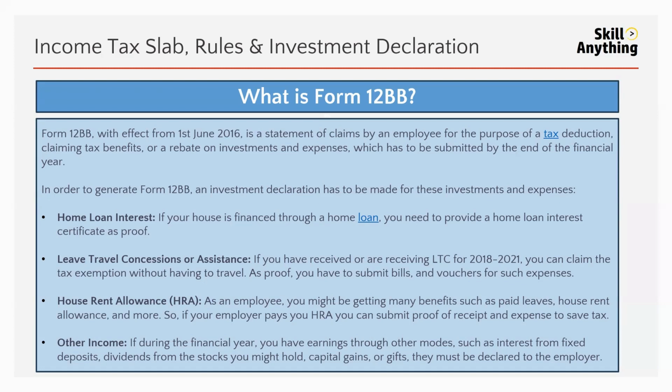HRA: you have to fill in the HRA amount to take the benefit of house rent allowance, and provide the rent receipt as proof. Other income, which you earn through other modes like fixed deposit, dividends of stock, capital gains, or gift bonus, is also mentioned in Form 12BB.